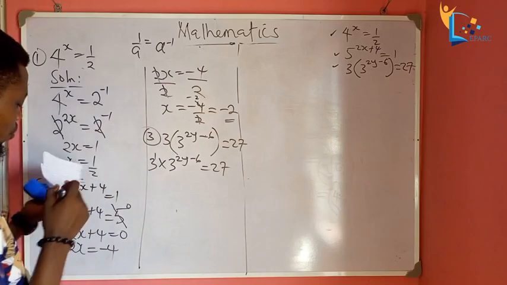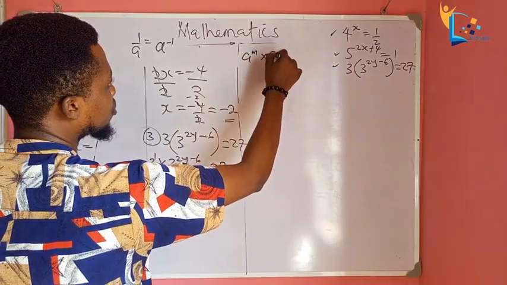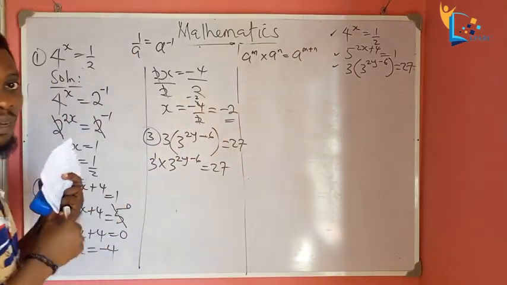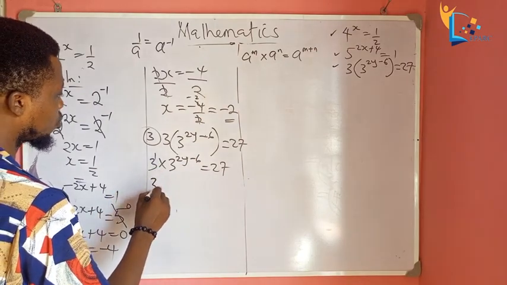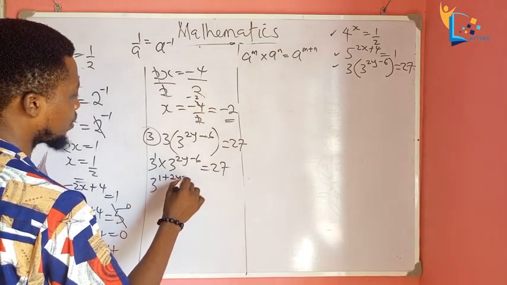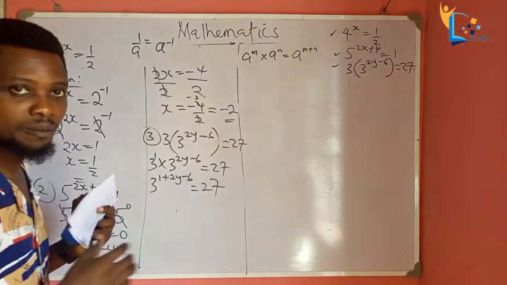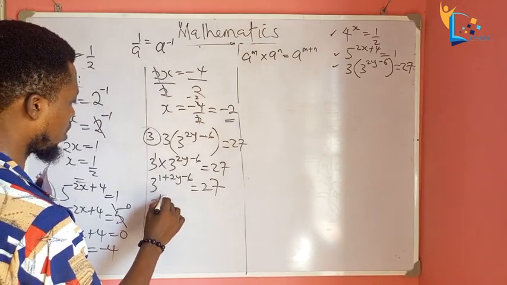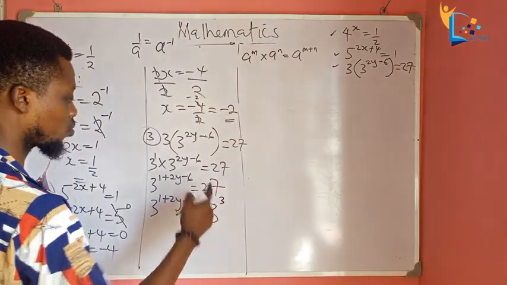Don't forget the first law of indices, where we have a raised to the power of m times a raised to the power of n is the same thing as a raised to the power of m plus n. You remember the first law? Yes, so we apply that law here. So we have 3 raised to the power of 1 plus 2y minus 6 equal to 27. Now 27 is 3 raised to the power of 3.